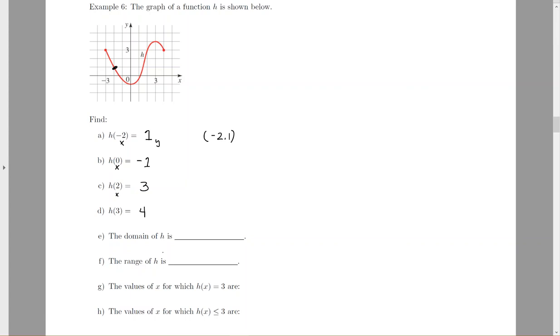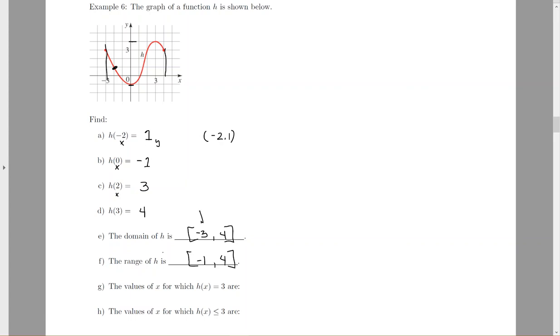The domain of this function, so we're going from our first x value to our last x value. Our first x value is at -3, right here, and our last x value is here at 4. The range is the lowest to the highest, and that's going to be your y values. So lowest y is -1 all the way up to 4. Okay, and again, brackets on both ends.